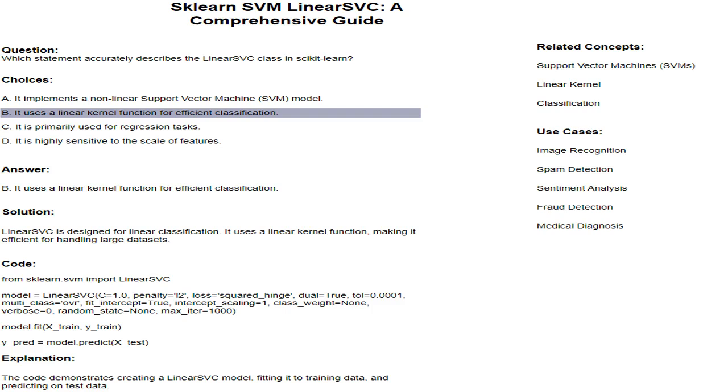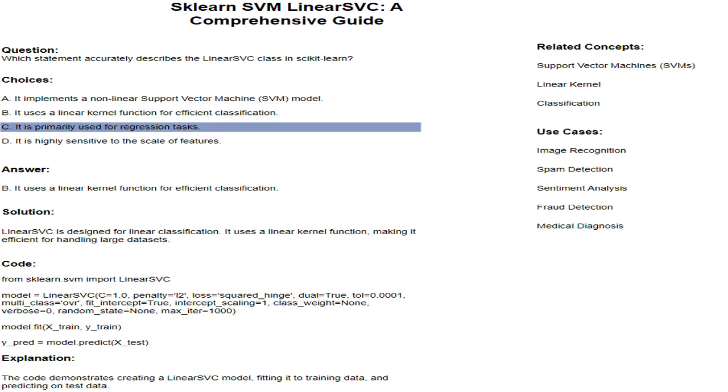Incorrect. LinearSVC is a classifier, meaning it's designed to separate data into distinct classes. It's not primarily used for regression, which involves predicting continuous values. C. It is primarily used for regression tasks.